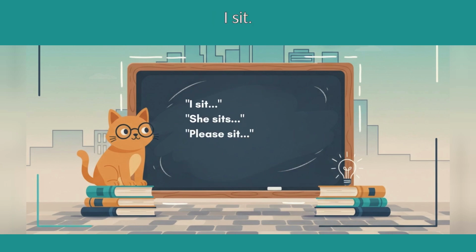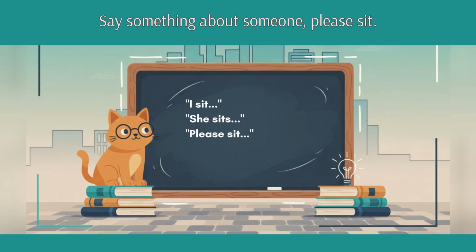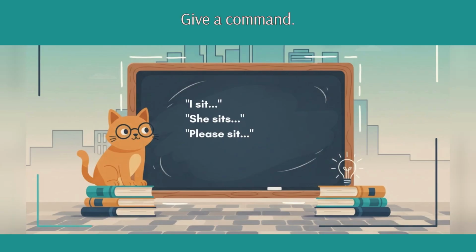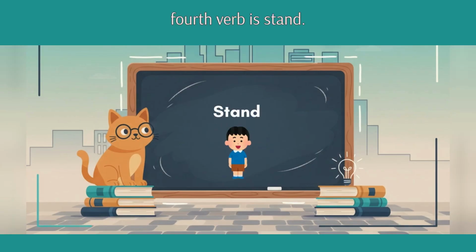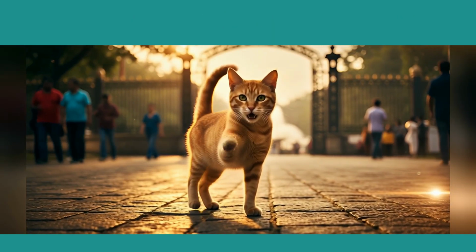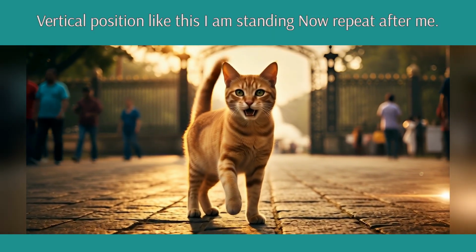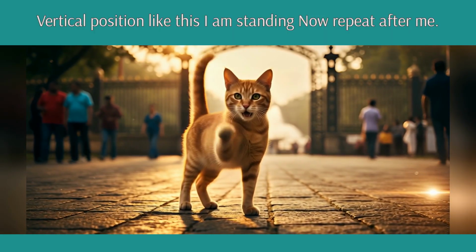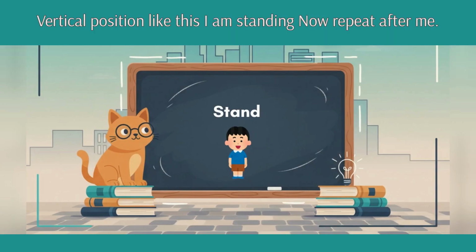Practice. I sit. Say where you sit. She sits. Say something about someone. Please sit. Give a command. Excellent. Fourth verb is stand. Stand means to be upright on your feet, not sitting, not lying down. Vertical position. Like this. I am standing now. Repeat after me. Stand.